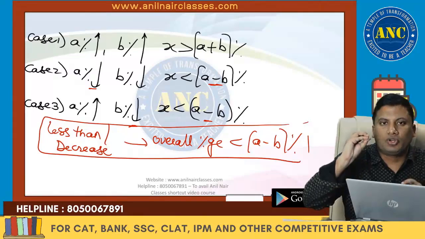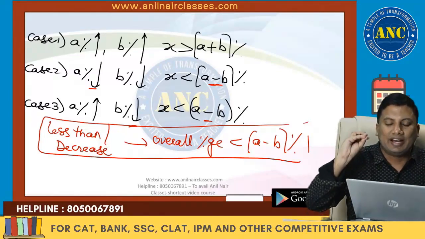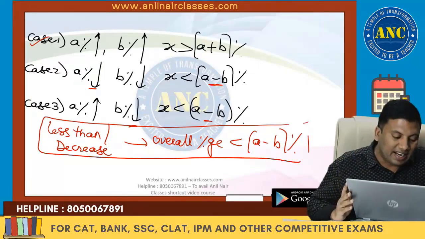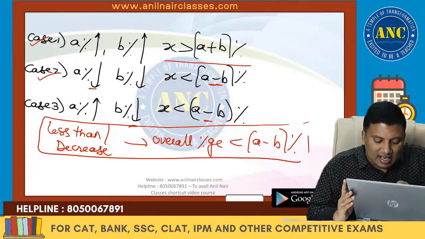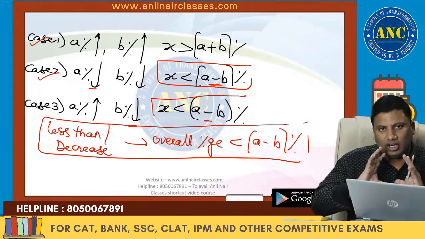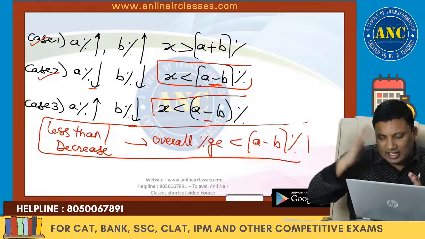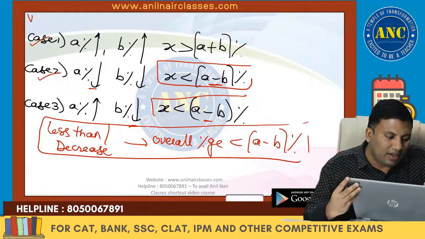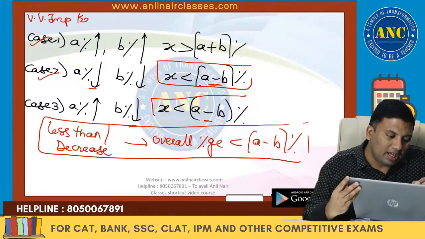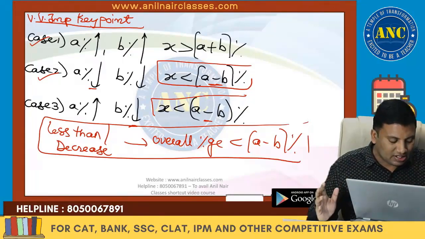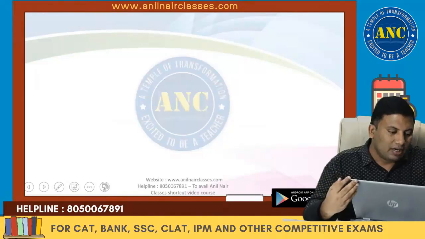Very important conclusion. If both are percentage increases, overall percentage is greater than the sum. If both percentage decreases are there, overall percentage is less than their difference. If one is a decrease also, it is less than. If one decrease is there, the answer is less than their difference. Very, very important key point. We will take maximum number of problems in every concept, then we will discuss. Now, next one, concept 2.